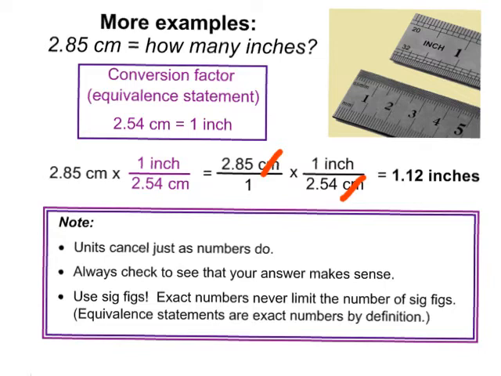Now here's something really important to note. Equivalent statements are exact numbers by definition. This 1 inch is an exact number, so it does not limit us. So these equivalent statements, these conversion factors that we're using, that 1 inch is equal to 2.54 centimeters, this does not limit our number of significant figures.